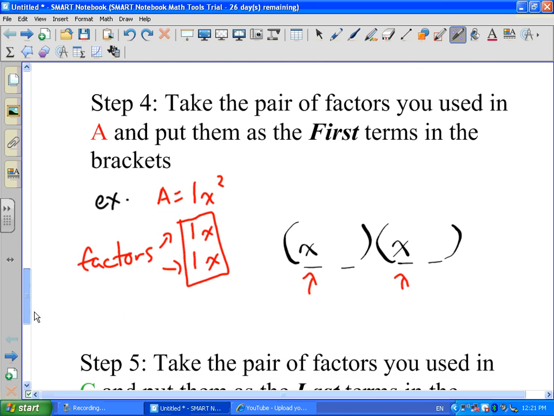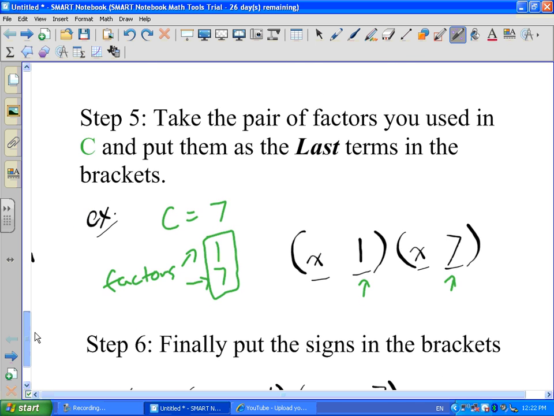Finally, step 4. Take the pair of factors you used in A and put them as the first terms in the bracket. So this is a different example. We have our 2 factors here, and they're the first terms in the brackets. So I had an x and an x. So an x and an x are going to be the first terms in my brackets here, okay? Next, step 5. Take the pair of factors you used in C, put them as the last terms. So we'll say C was 7. This is just an arbitrary number I took. We put them in as the last terms in the brackets.